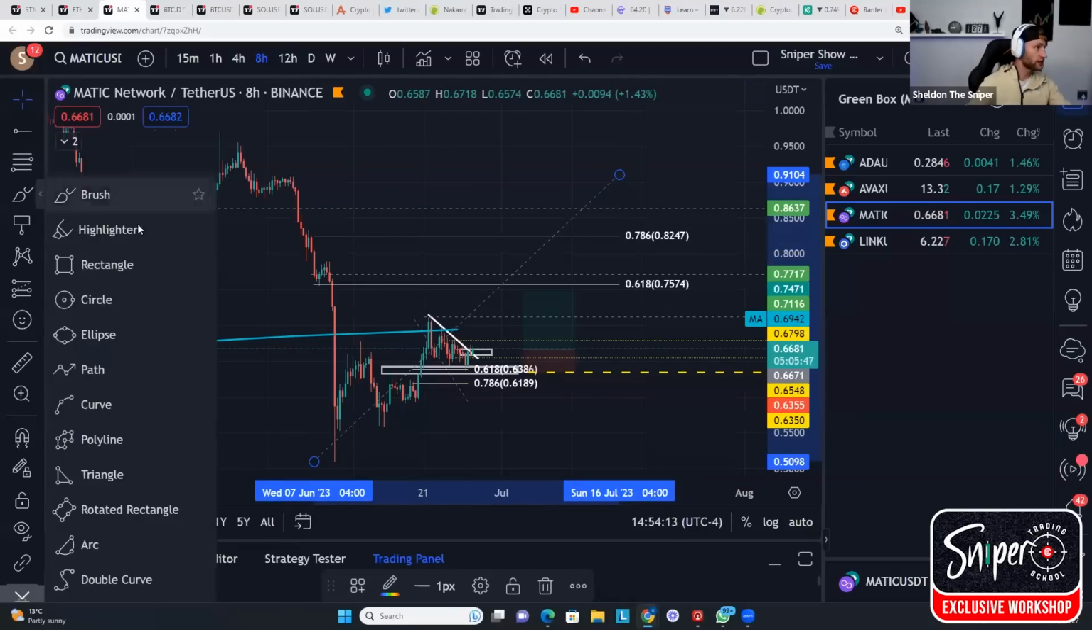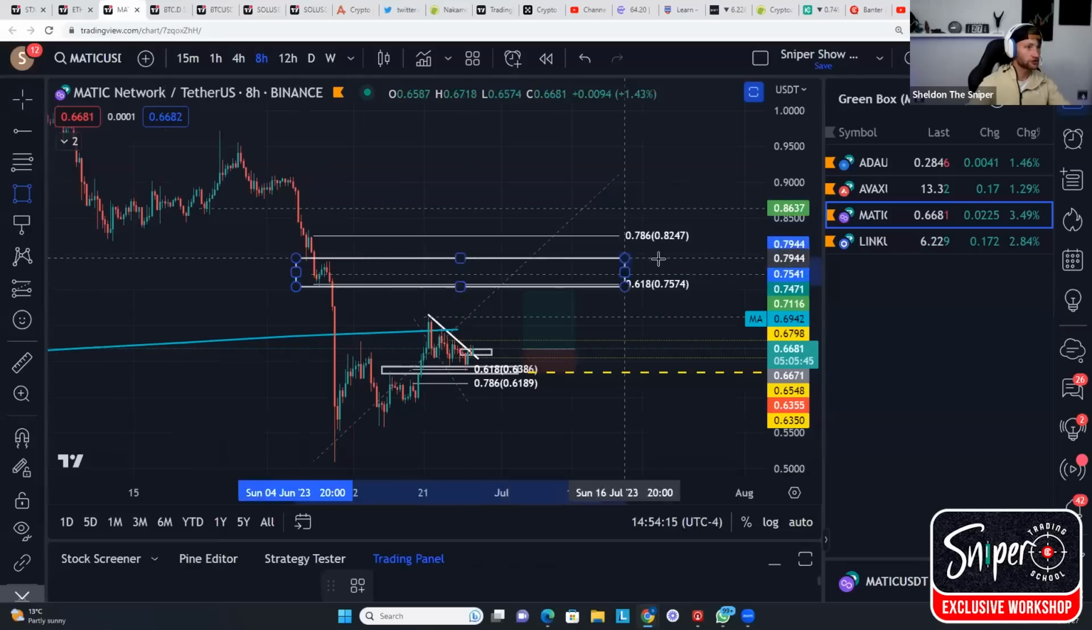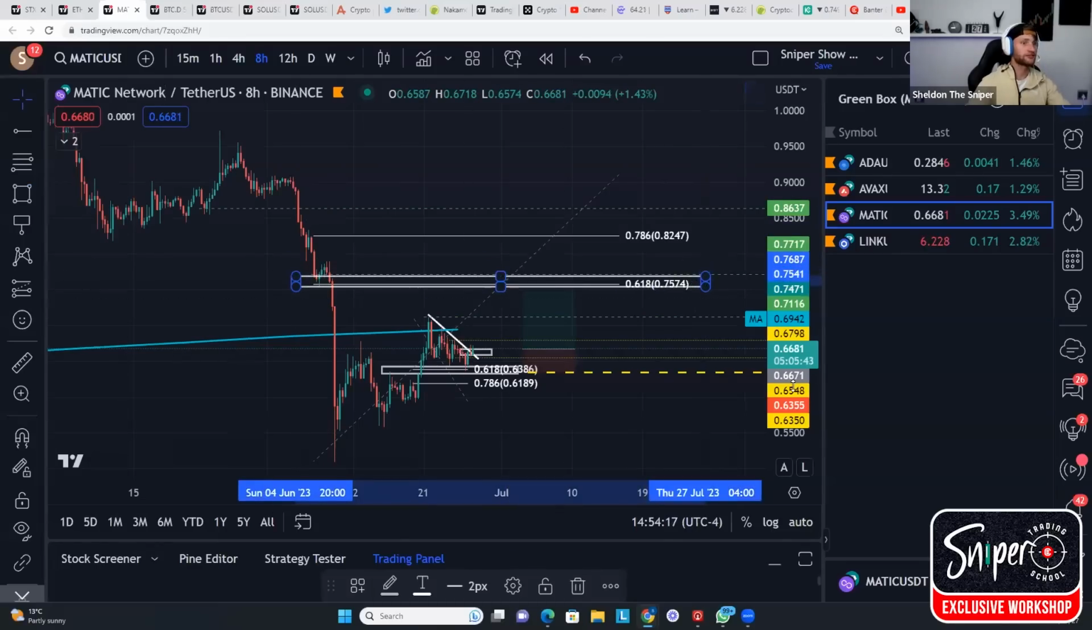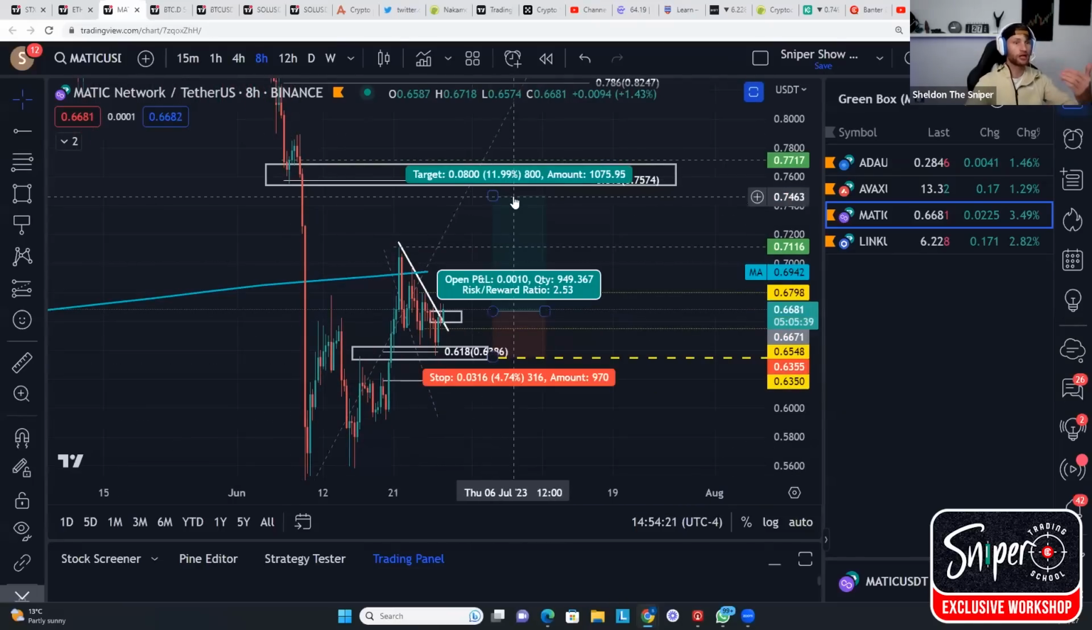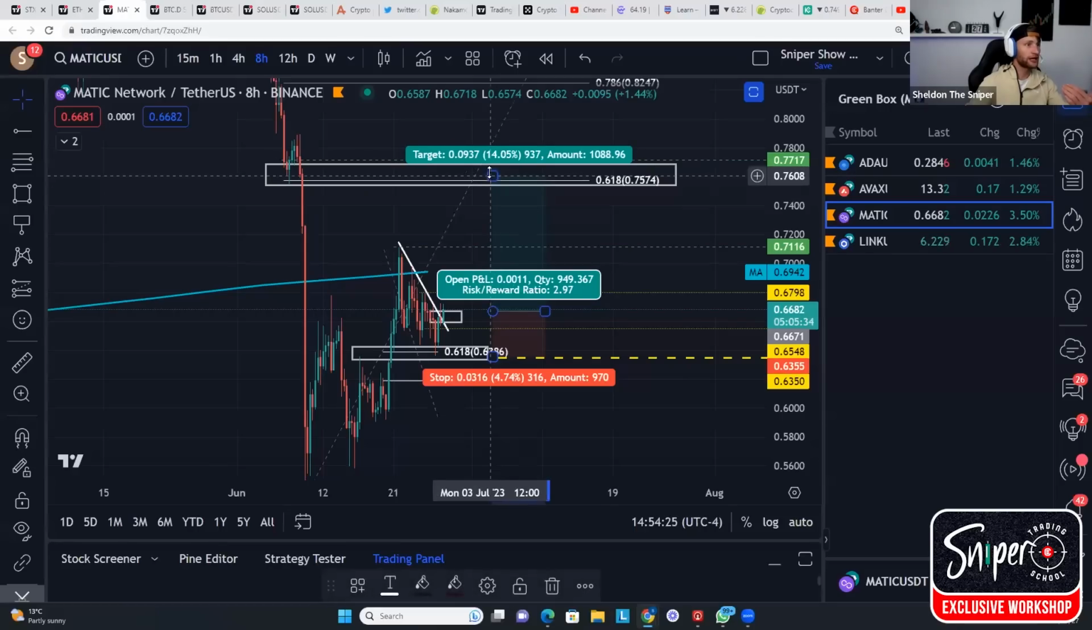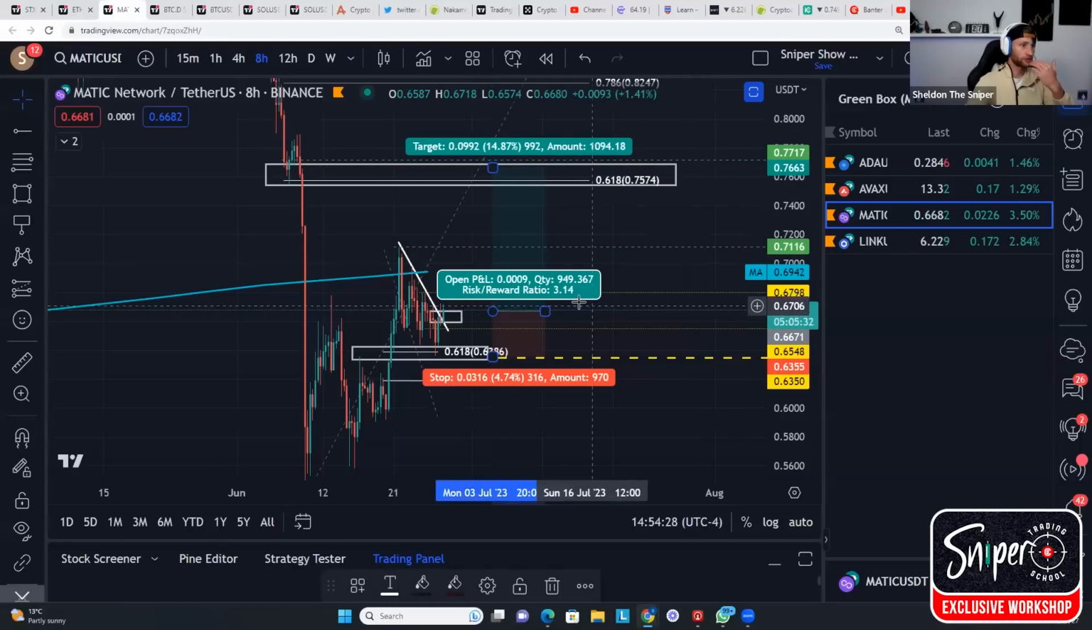So as things stand, if I look at it, I have a horizontal and I have 618, and it's giving me an area of where this current move should make its way up to on the next push to the upside. Now I look at my risk to reward and I can see to that resistance over there, it's just above a 1, 2, 3.